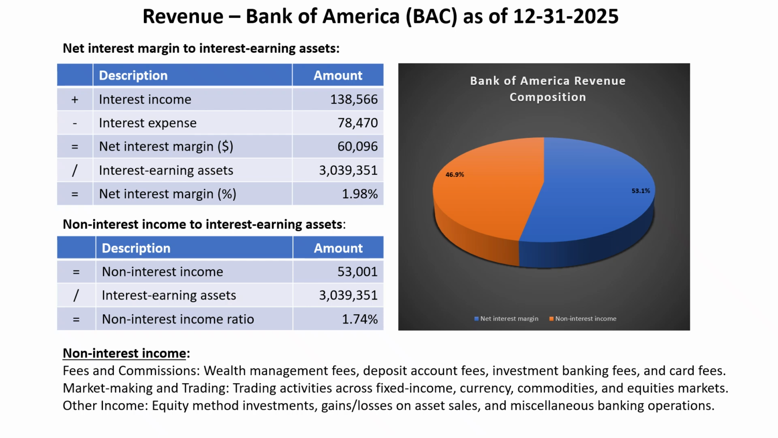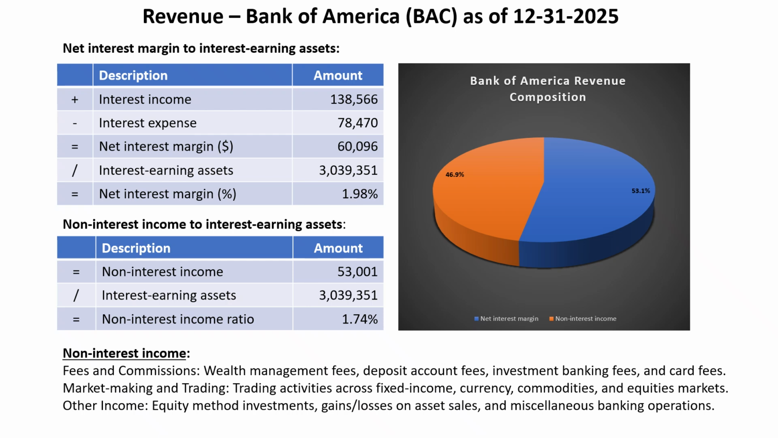And remember that we said that about half of the bank's income, or banks in general, comes from revenues outside of the spread business, basically fee income. So if we go to the very bottom, it says non-interest income: we have fees and commissions, wealth management fees, deposit fees, investment banking fees, card fees. Then we have market making and trading, and then we have other income.